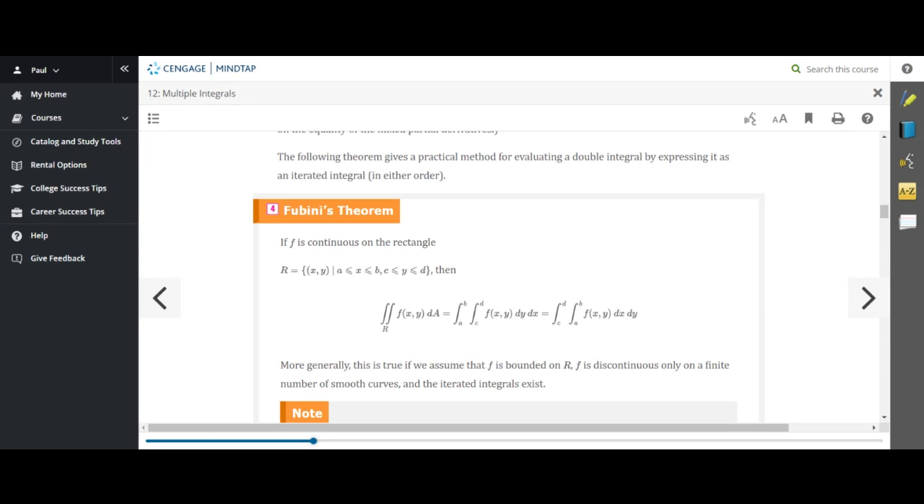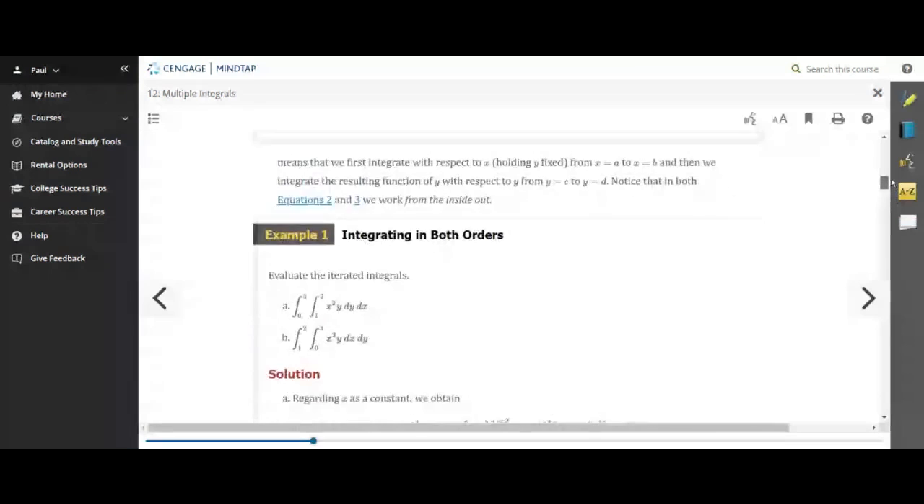But I want to give you a little feel for how they got that. What does it mean in Fubini's theorem when they say dy dx, dx dy? I'd like to show you how they developed that idea.